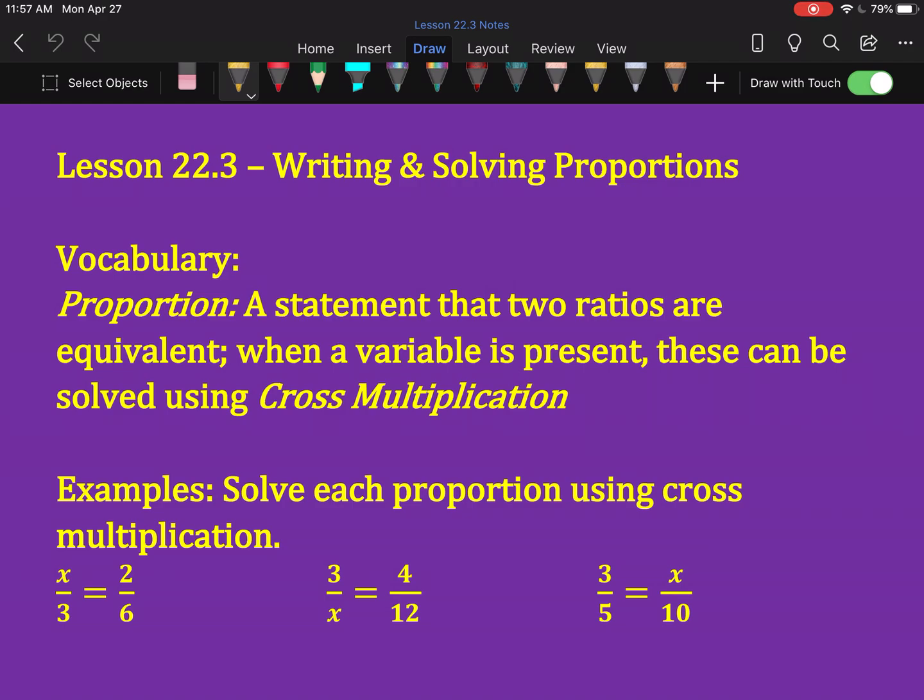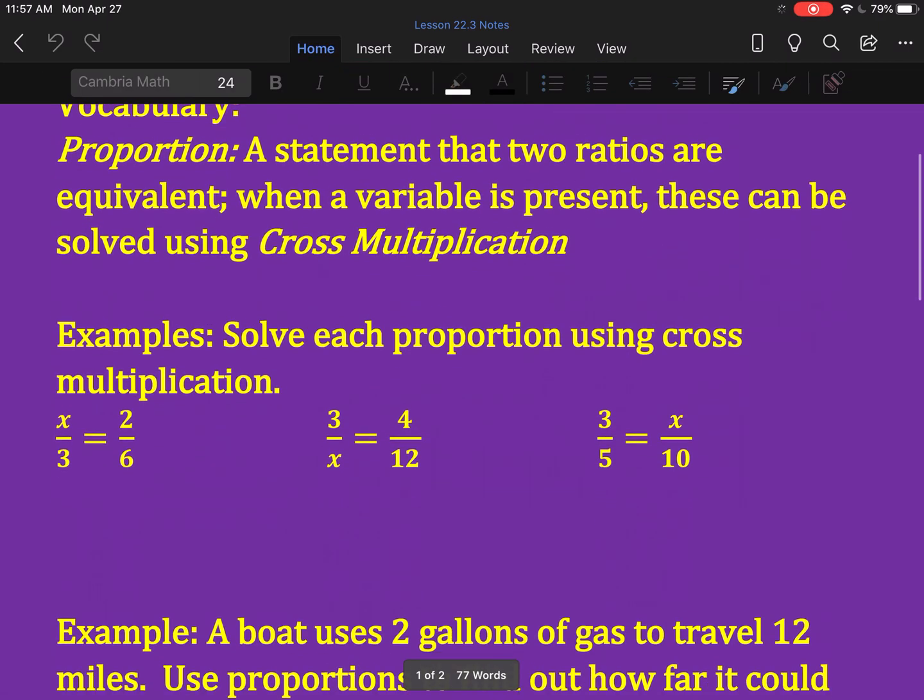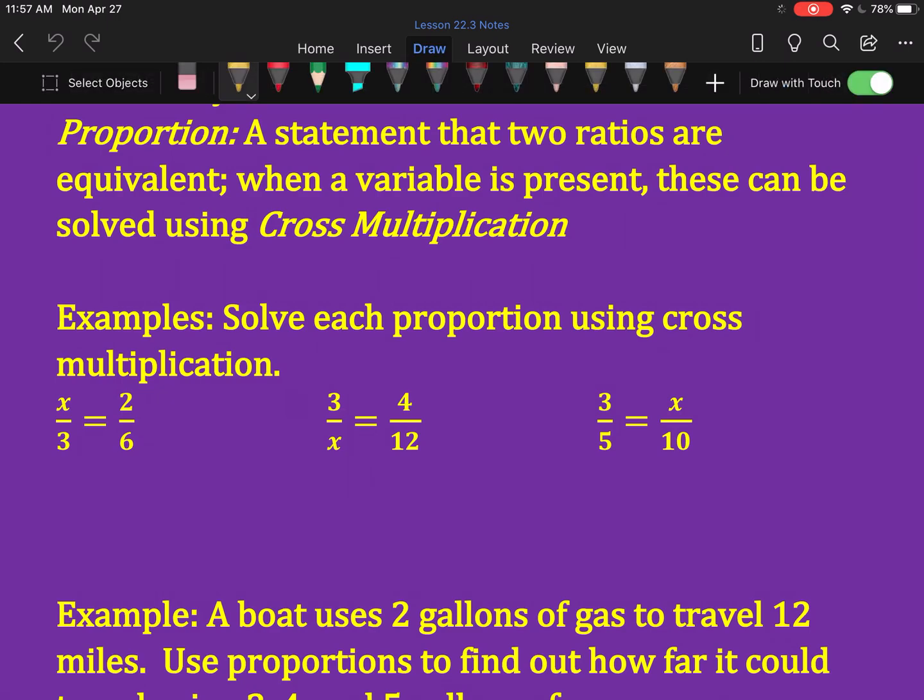When a variable is present, these can be solved using cross multiplication. I believe this is a method you are familiar with, although you may not have heard it called cross multiplication. So let me show you how this works. We're going to solve these proportions using cross multiplication. Cross multiplication means I'm going to multiply diagonally.